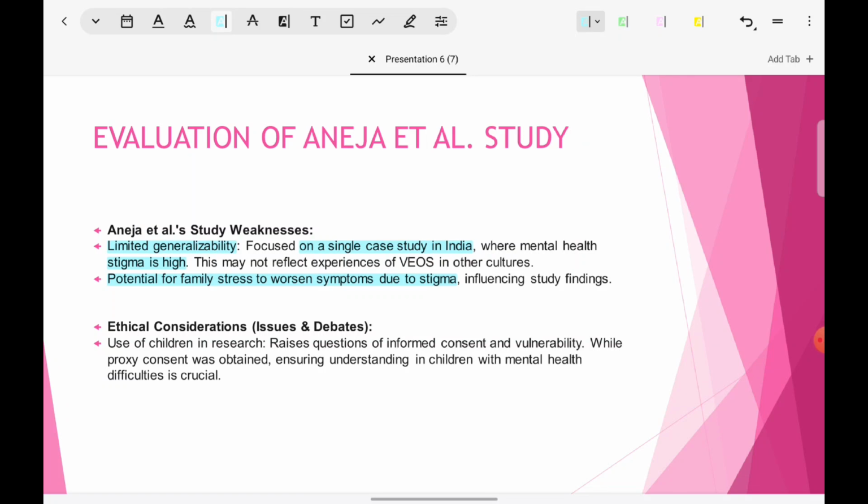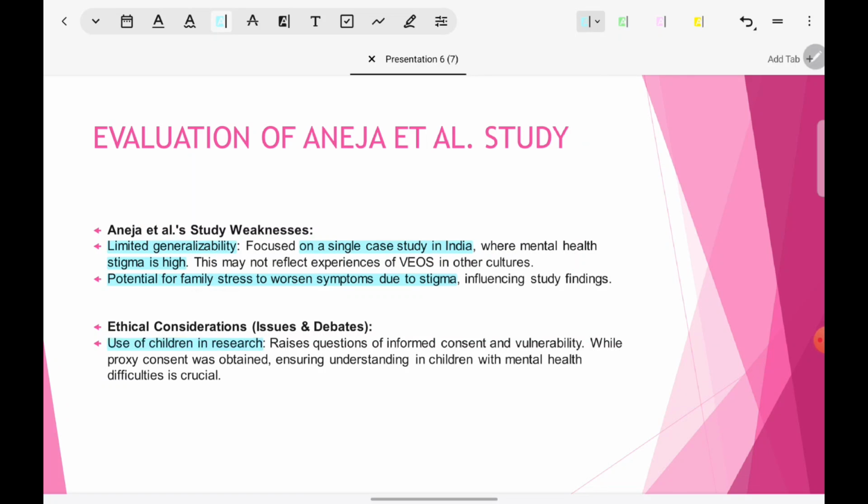If we read the case study published by Aneja et al., it is published along with 2 other cases. And enough details are not shared as to whether the parents, that is the mother of the boy, really consented for the study, how much she knew about what would come out. We don't have much clarity on that. So we are not very sure whether the researchers went about the study very ethically or not. In terms of ethical considerations, we can take this as weaknesses also.